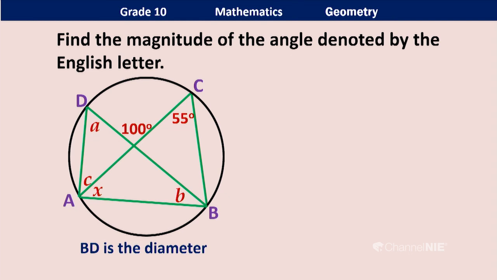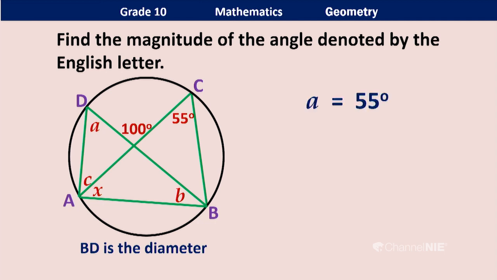We will have a look at this question. Right. Find the magnitude of the angle denoted by the English letter. Here they have mentioned that BD is the diameter of this circle. We have got 4 English letters to find the magnitude: A, B, C and X. So, we want to get the magnitude of those angles. Therefore, we will take one by one.